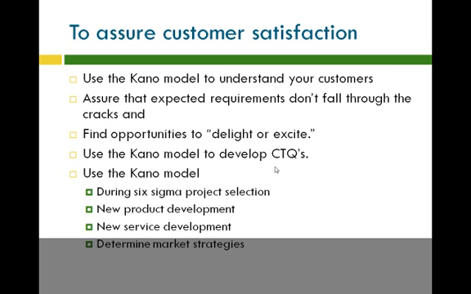Typically you use the Kano model during the Six Sigma project selection, or right when you get started with the project work, to get everybody on the team to think about customer requirements. You may use the Kano model during new product development or new service development, or if you think about how to determine market strategy, there's lots of uses for the Kano model.